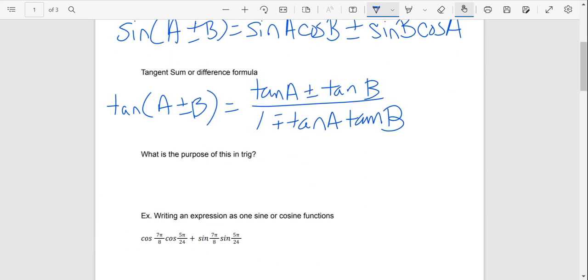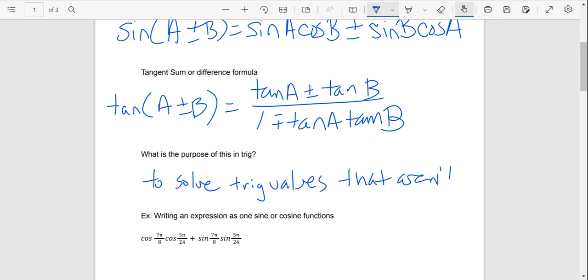Okay. The purpose of this, which we're going to write down below here. What's the purpose of this in trig? To solve trig values that aren't on your unit circle. Okay, so that's the main purpose of this. We want to be able to solve values that aren't on the unit circle.